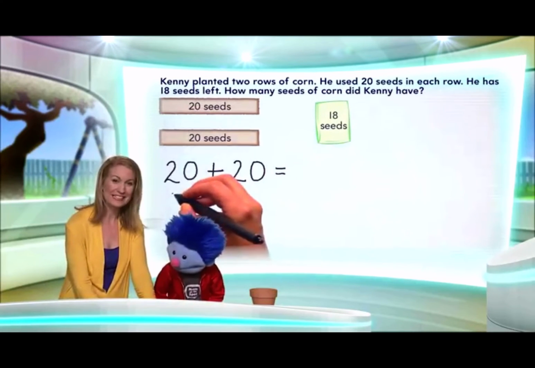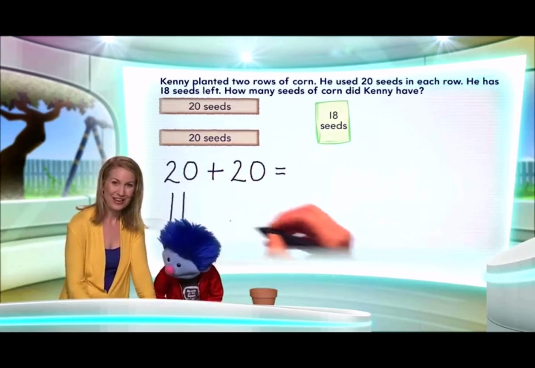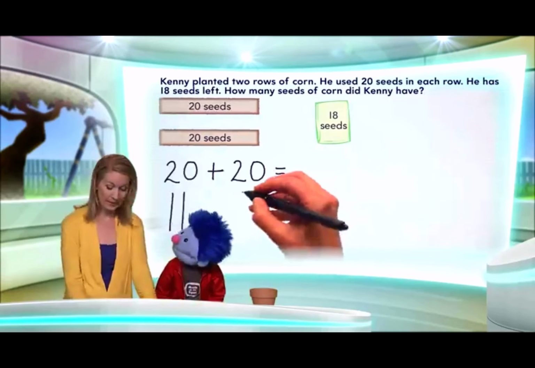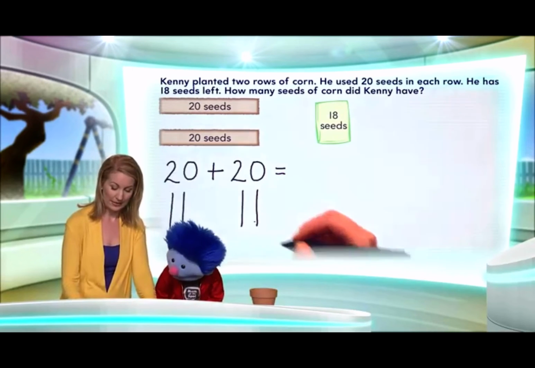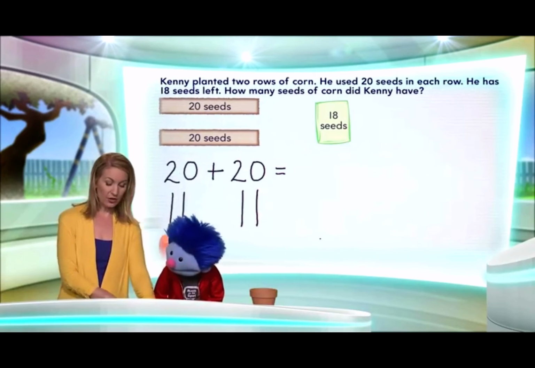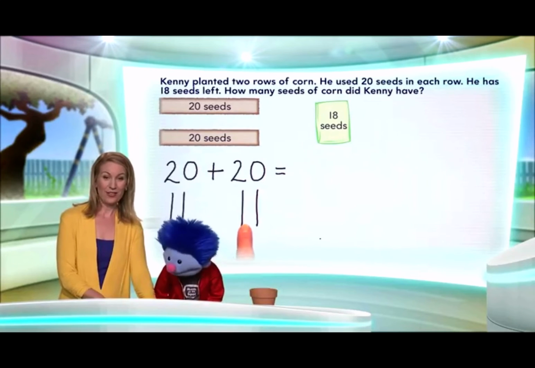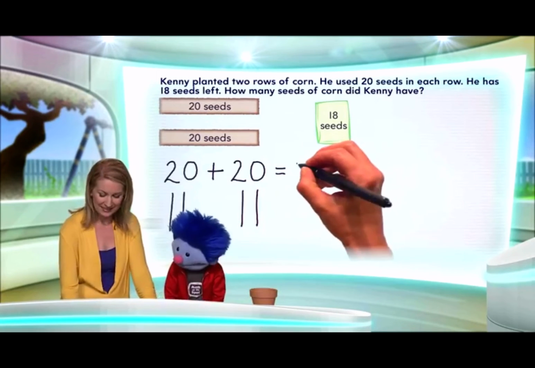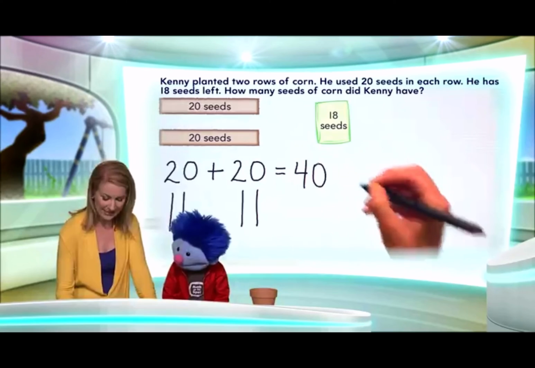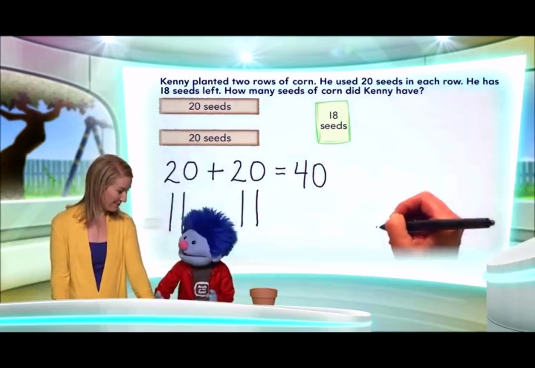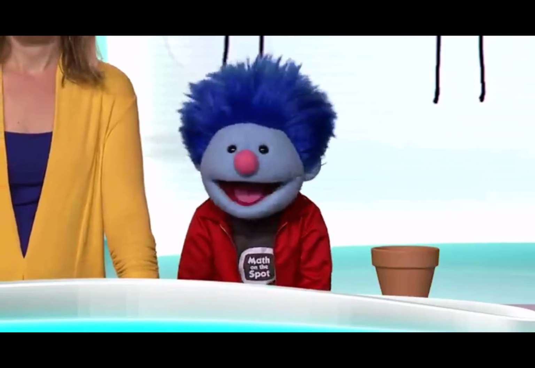So 20 is 10, 20. And the other 20 is 10, 20. So how many is that all together? 10, 20, 30, 40. So we have 40 seeds planted. All right. We know that there's 40 seeds planted.